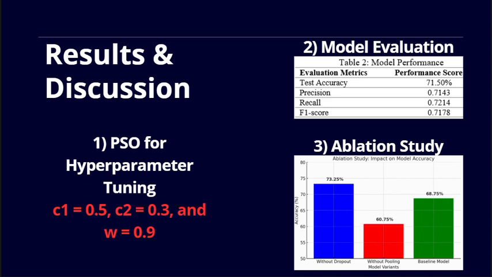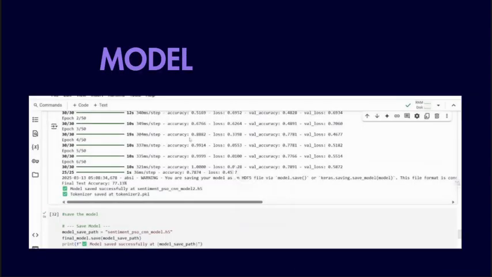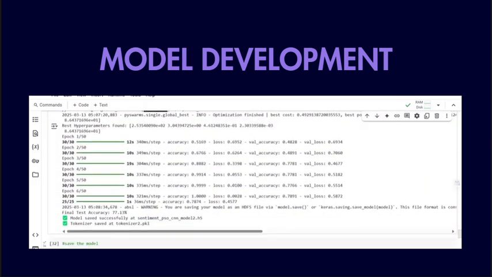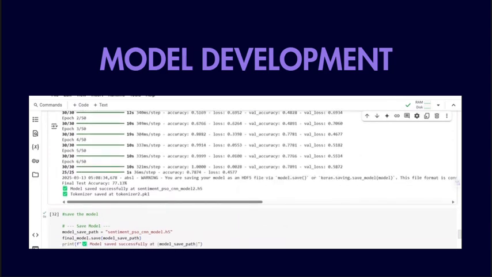A baseline model is also trained for comparison, achieving an accuracy of 68%, which confirms that the optimized model outperforms simpler architectures. This slide shows the model development process for the hybrid PSO-CNN model. The notebook displays multiple training epochs with corresponding accuracy and loss values. We used TensorFlow and Keras for model training and evaluation.